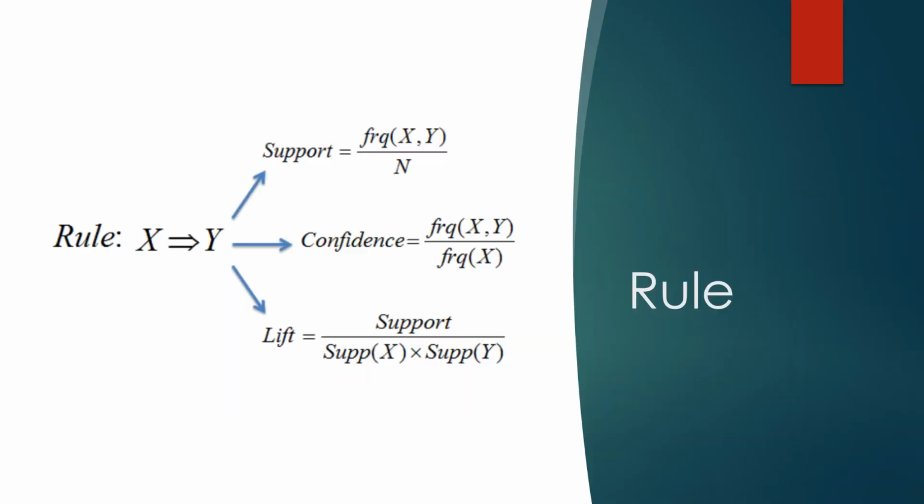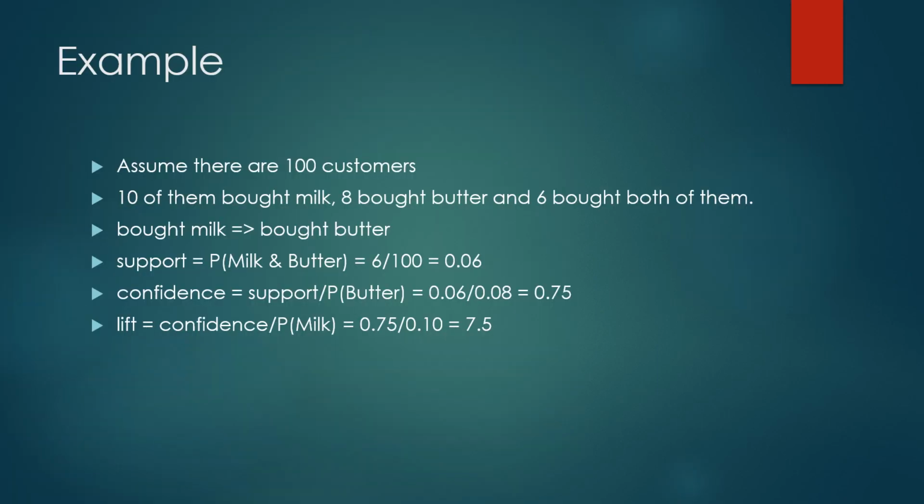Next, the association rule is exemplified in this shape, and this gives us the following equivalence for support, confidence, and lift. We have this example. Assume there are 100 customers. 10 of them bought milk, 8 bought butter, and 6 bought both of them. Bought milk, then bought butter.